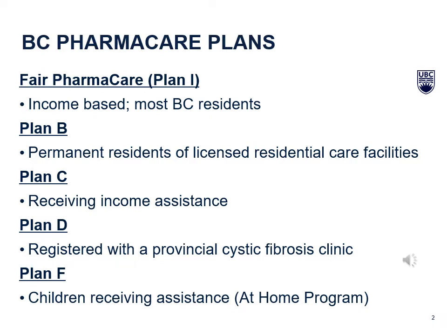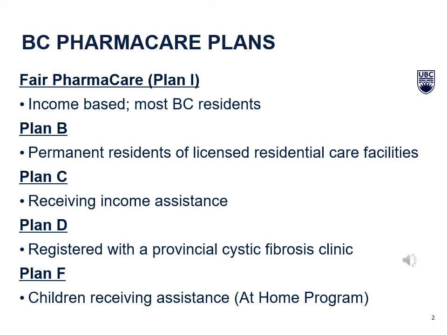The first plan is Fair PharmaCare. This plan is also called Plan I, and most BC residents fall under Fair PharmaCare. Fair PharmaCare is income-based, and we'll be talking about Fair PharmaCare later on. Plan B is for permanent residents of licensed residential care facilities. Plan C is for patients who are receiving income assistance.